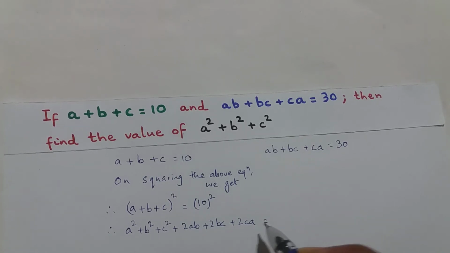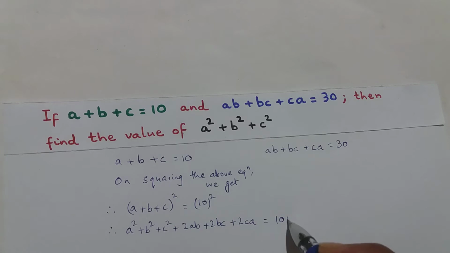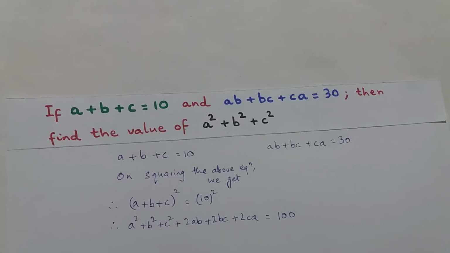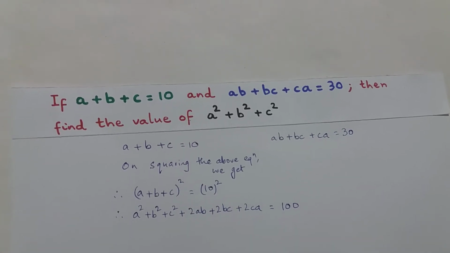That is equal to, now let us simplify the right hand side of this equation. On the right hand side I have 10 square, and 10 square is 100. So the right hand side of the equation becomes 100. So we now get A square plus B square plus C square plus 2AB plus 2BC plus 2CA is equal to 100.